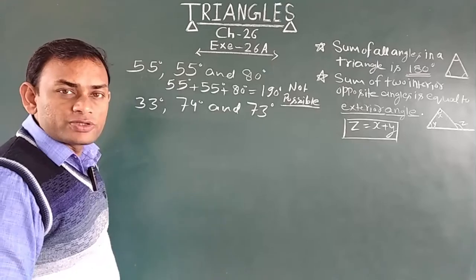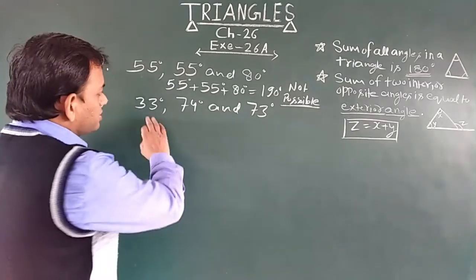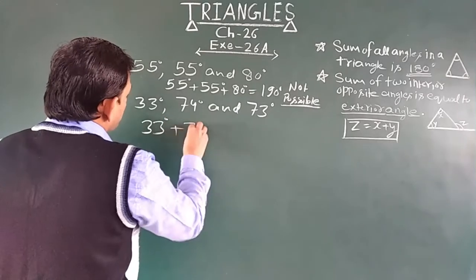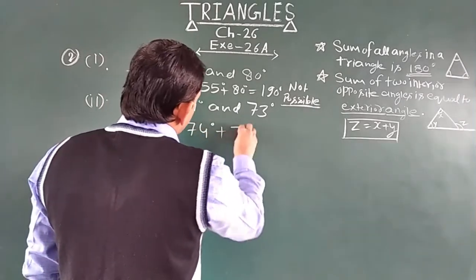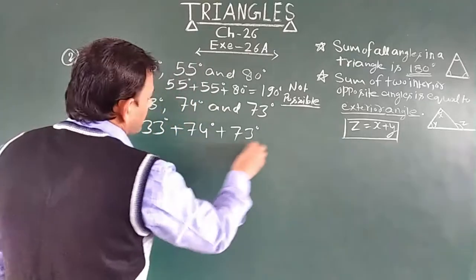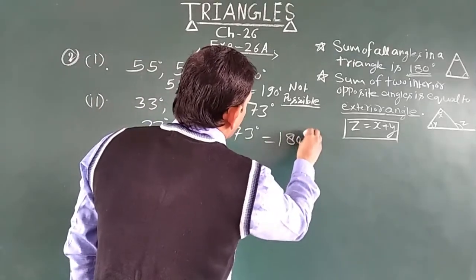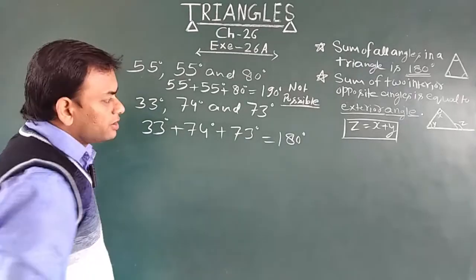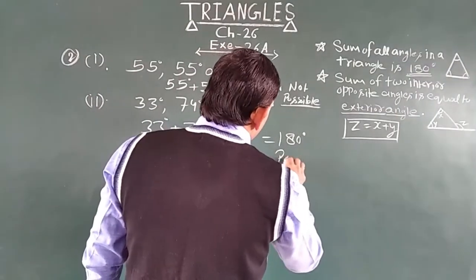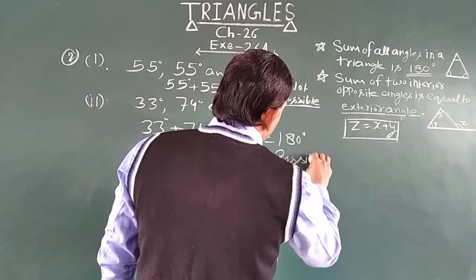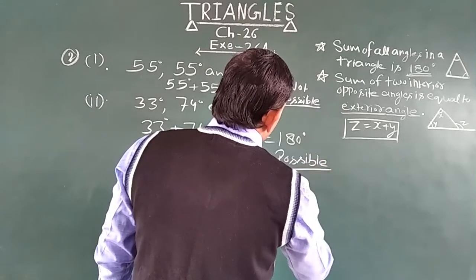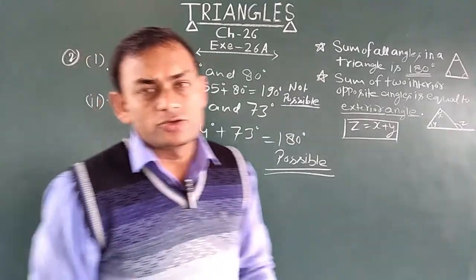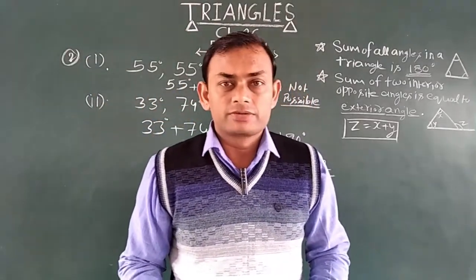Now again in the second part of this question, three angles are given and we have to check whether a triangle is possible with these angles. So we will check it. 33 degrees plus 74 degrees plus 73 degrees, and when you add it, you will find 180 degrees, and you know that the sum of all the angles in a triangle is 180 degrees, so the triangle will be possible. Got it? It is a very easy question, so you will do the rest of the questions on your own.